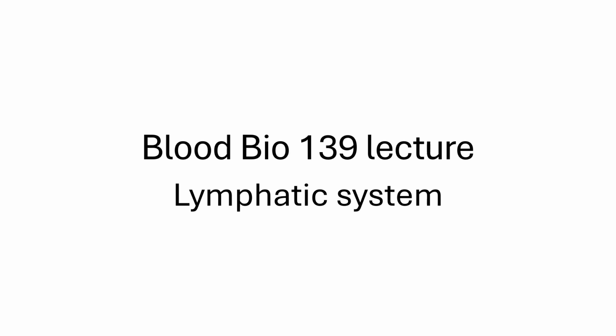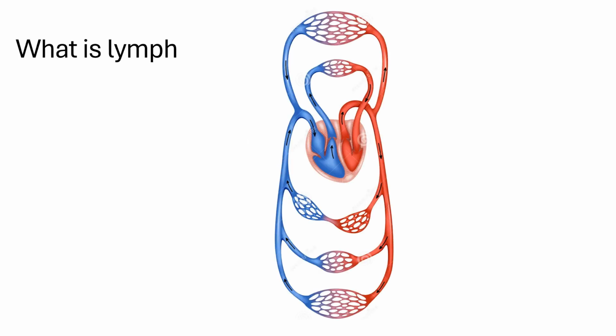Bio 139 lectures, blood. In this video, we are going to learn about the lymphatic system. So what is lymph? Our blood carries oxygen and nutrients to all parts of the body, and it circulates in the vessels. Those arteries, as they move along, become smaller and smaller until they become arterioles, and then they become capillaries. There is an arterial capillary bed, and then there is a venous capillary bed.